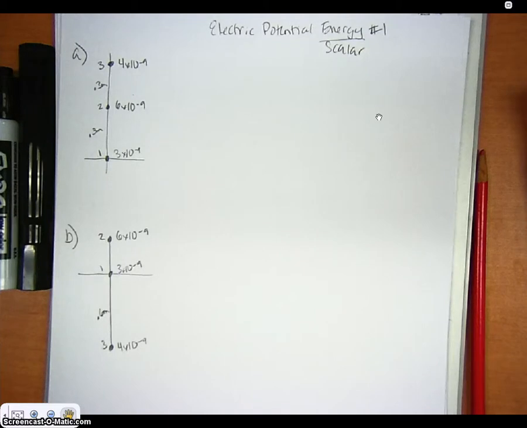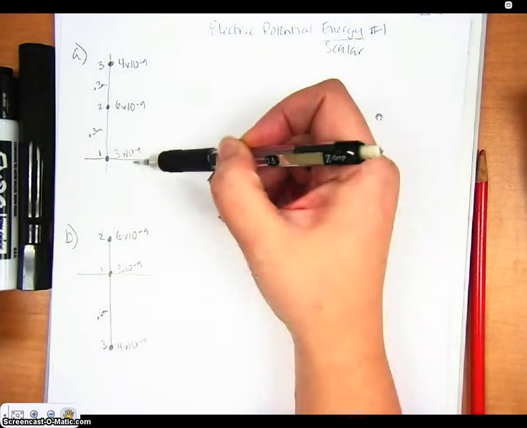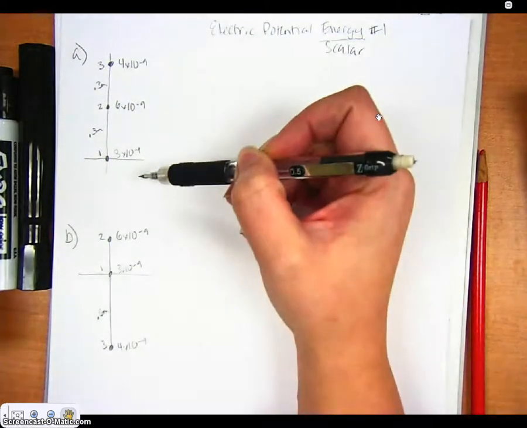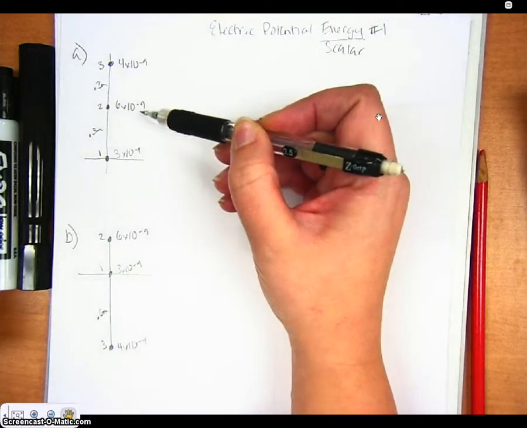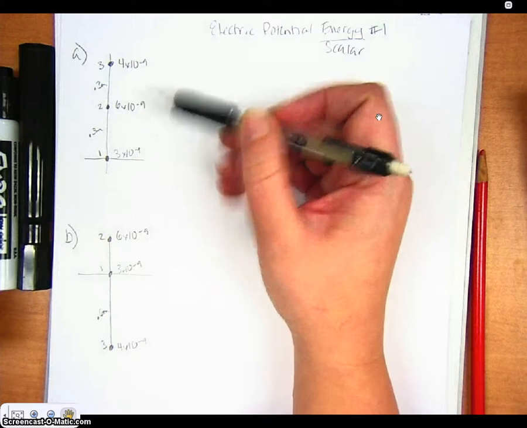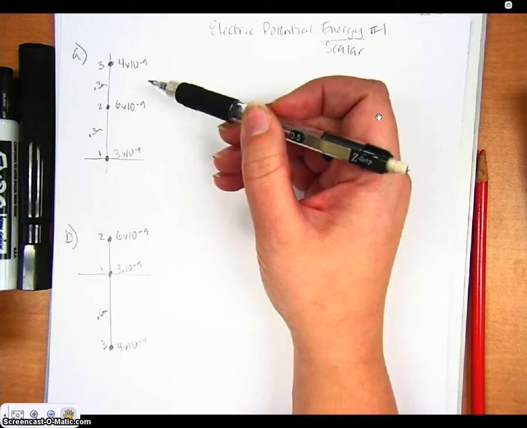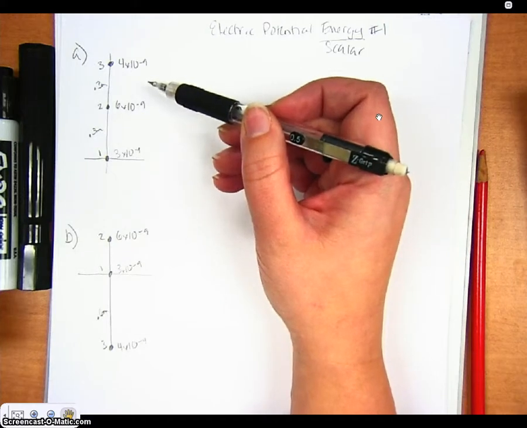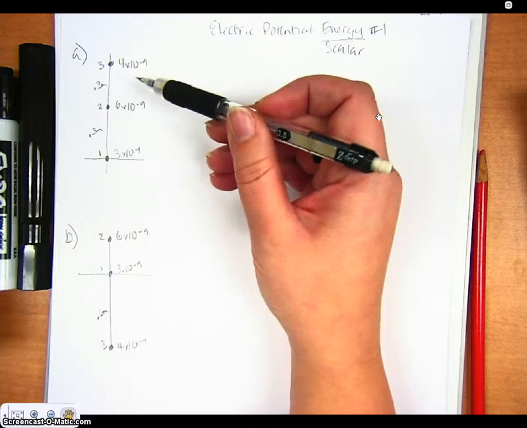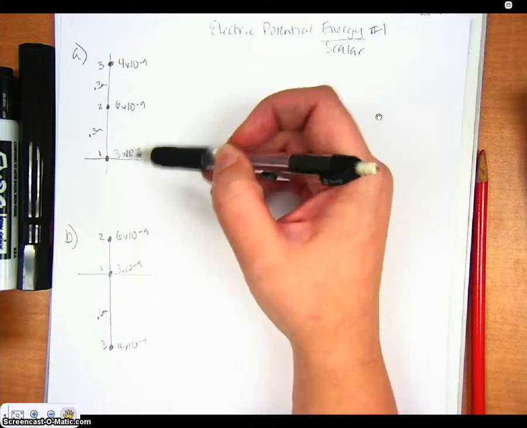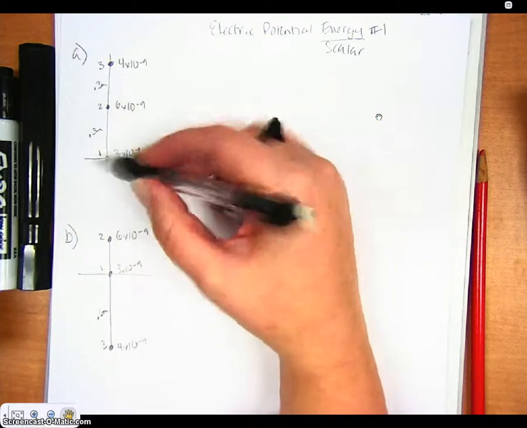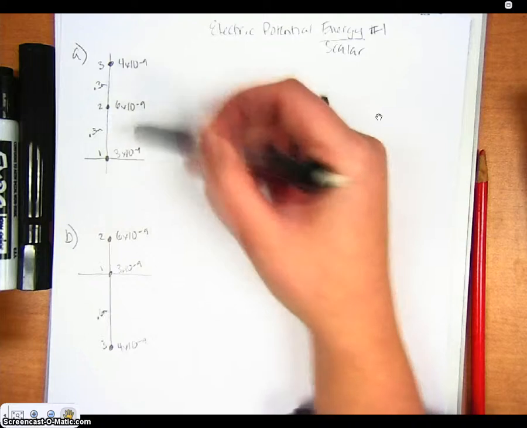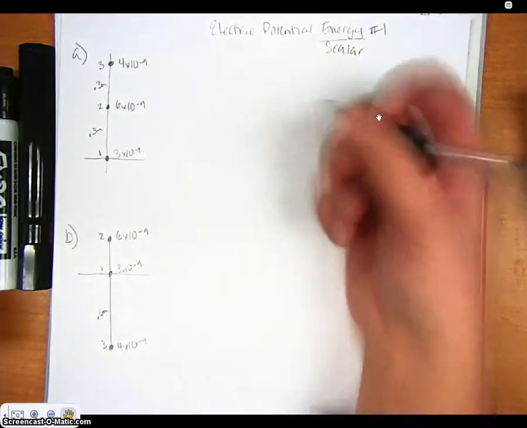So the electric potential energy, the question says you have a charge located on the origin that's 3 times 10 to the negative 9th, and then 0.3 meters away you have a charge that is 6 times 10 to the negative 9th, and then you place a charge that is 4 times 10 to the negative 9th coulombs at another 0.3 meters away. Okay, so all we need to do is calculate the potential energy of each one of these points relative to each other and sum them all together.